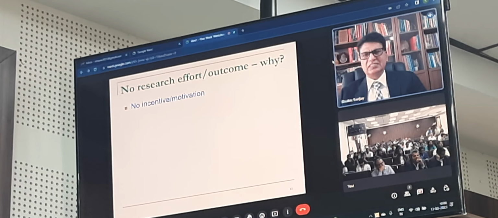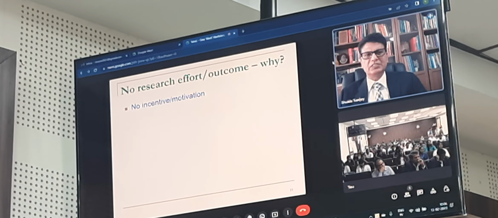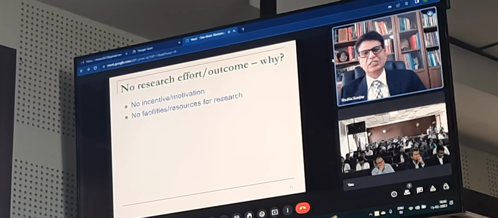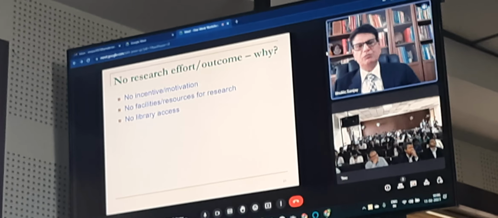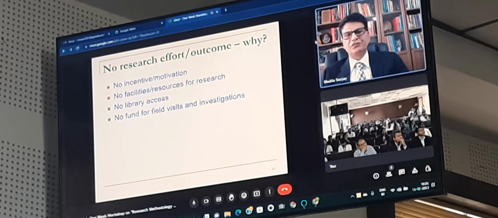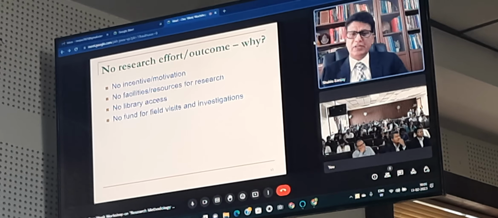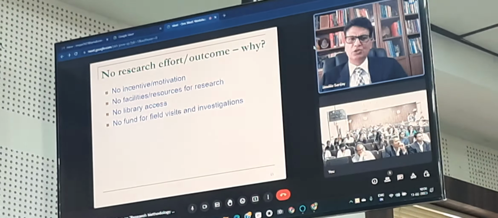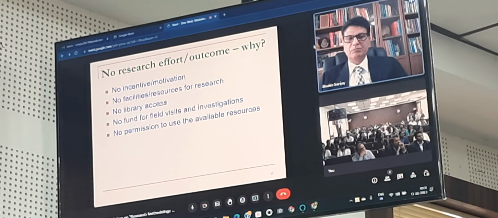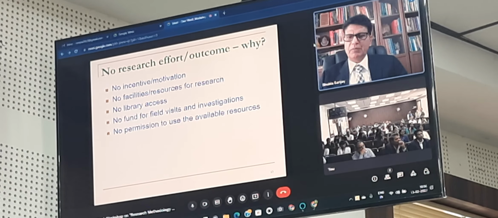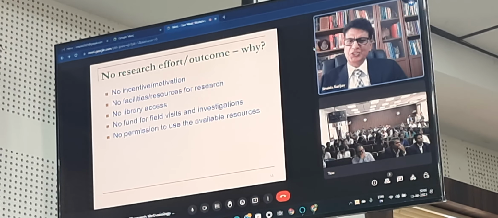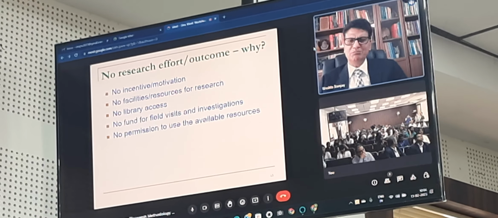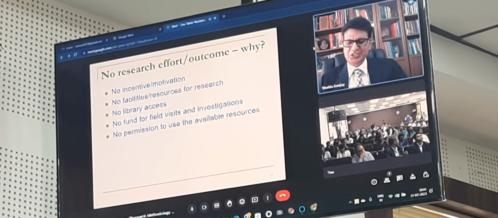There are some reasons, and coming to my mind, I always see: no incentive or motivation, no facilitating resources for research, no library access, no fund for field visits and investigation. Some of us want to do high-level, field-based research, but there is no fund. No permission to use the lab resources. We might have resources in industry or our institutions, but when we want to utilize them, it is not easy to get permission.